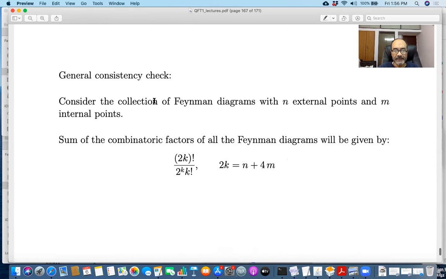So this is what I have said here for the general consistency check. If we consider the collection of Feynman diagrams with n external points and m internal points, then the total number of phi's that you are starting with is n plus 4m. Each external point gives you 1 phi each, and each internal point gives you 4 phi's each. This of course depends on the kind of interaction you are considering. Here you are considering phi to the 4, that's why it's 4m. So 2k is n plus 4m. These are the number of phi's that you start with. So the sum of all the combinatoric factors of all the Feynman diagrams will be given by this ratio over here. This is something you should keep in mind.